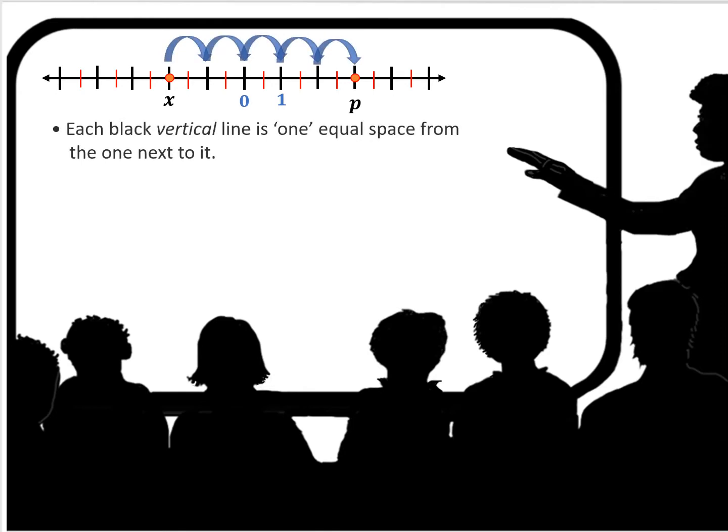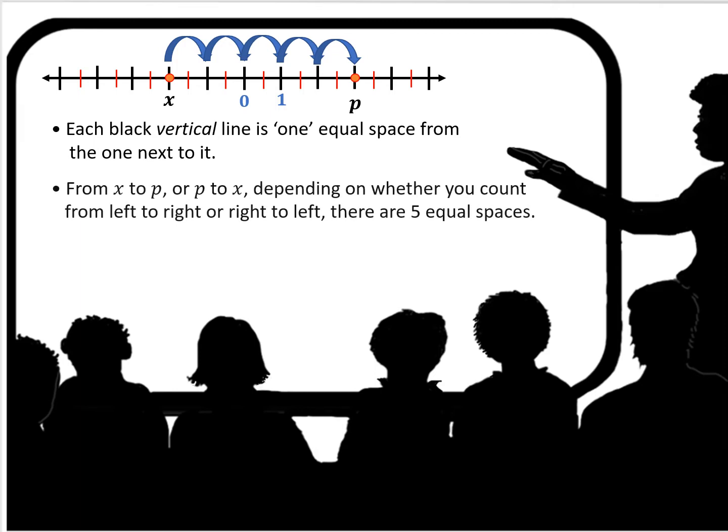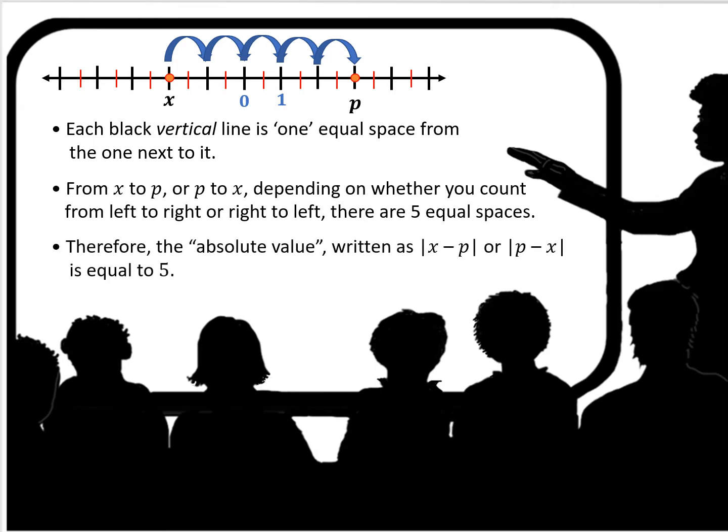Well, each black vertical line is one equal space from the one next to it. From x to p or p to x, depending on whether you count from left to right or right to left, there are 5 equal spaces in between those 2 points. Therefore, the absolute value, written as you see here, |x − p| or |p − x|, is equal to 5, because there's 5 spaces in between those 2 points.